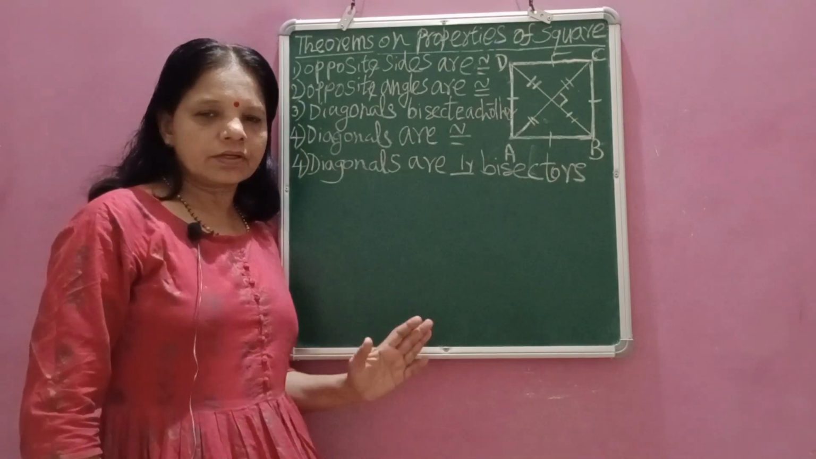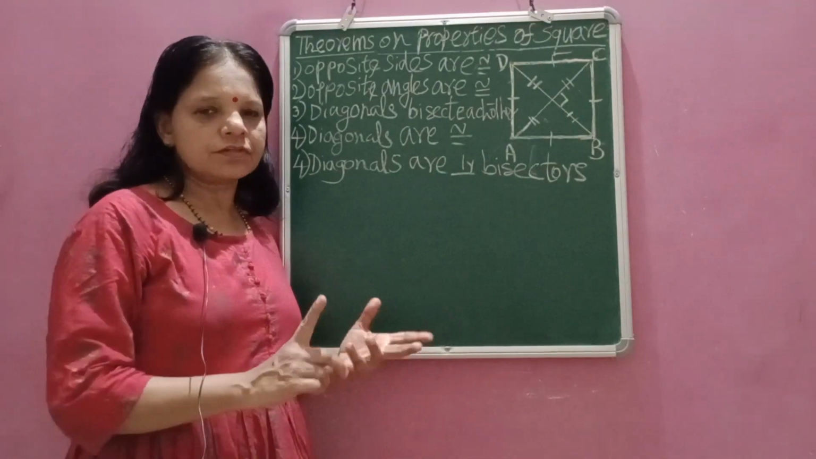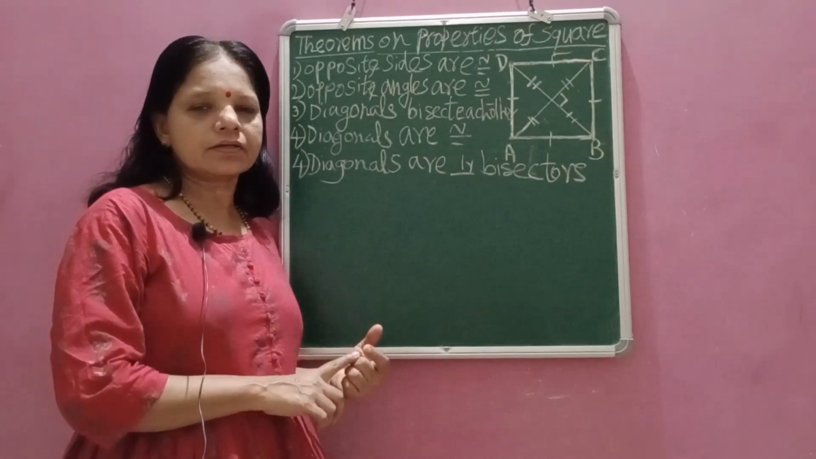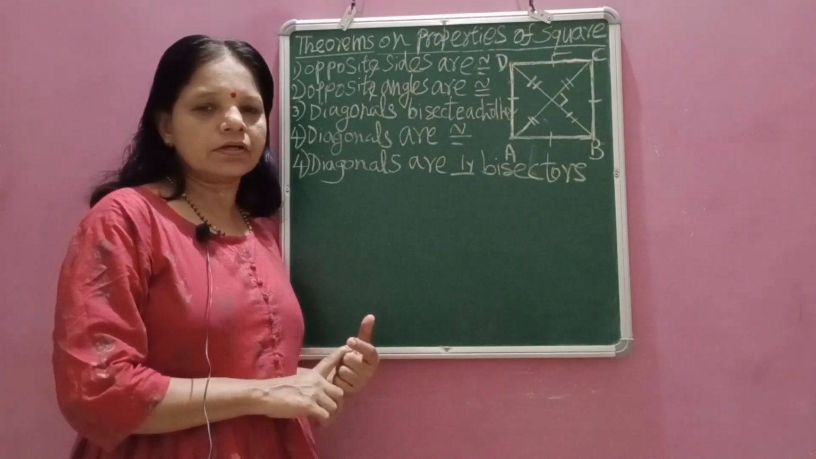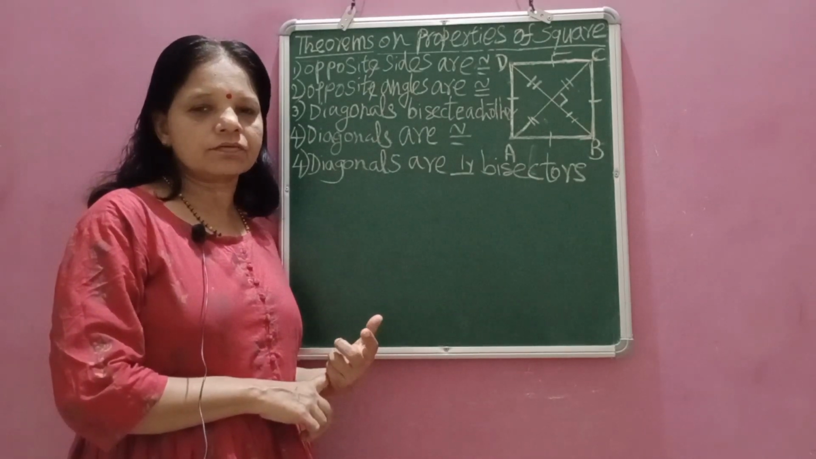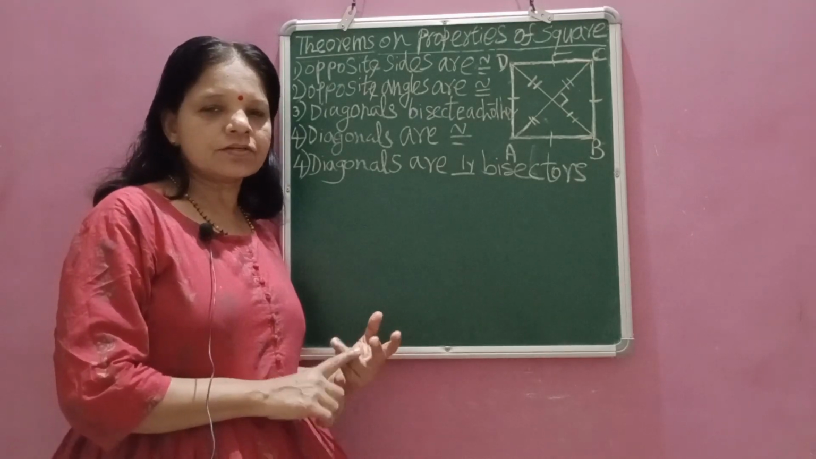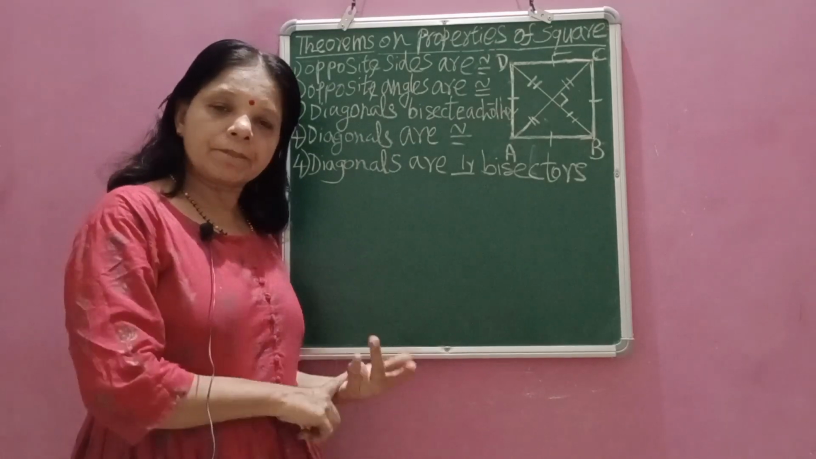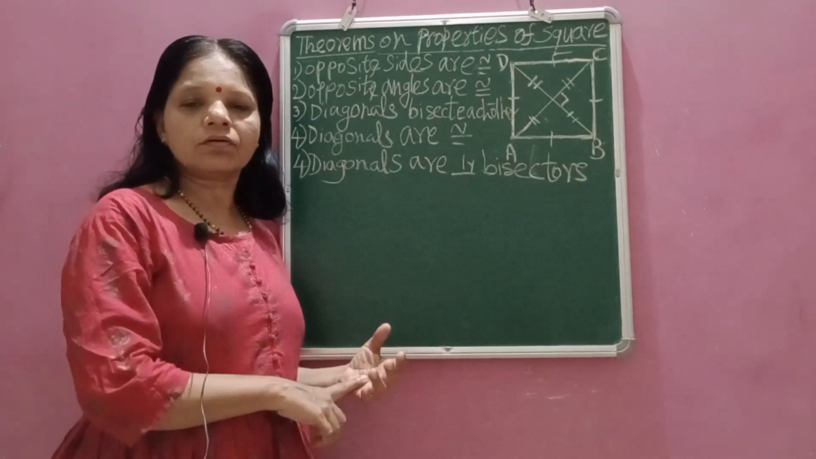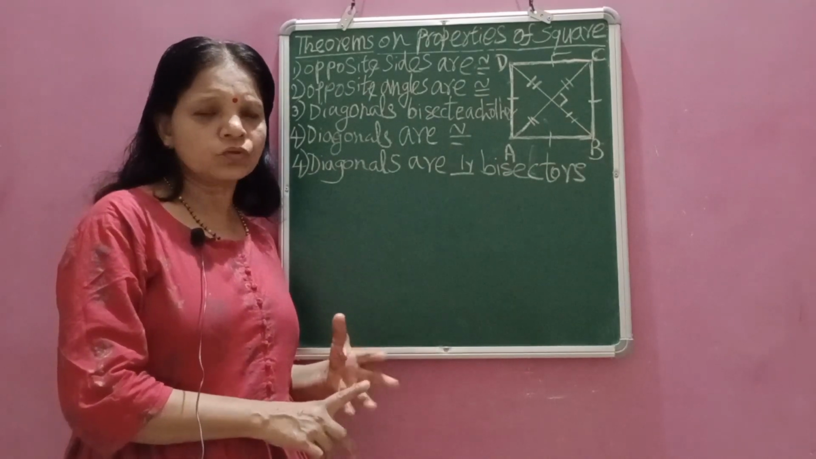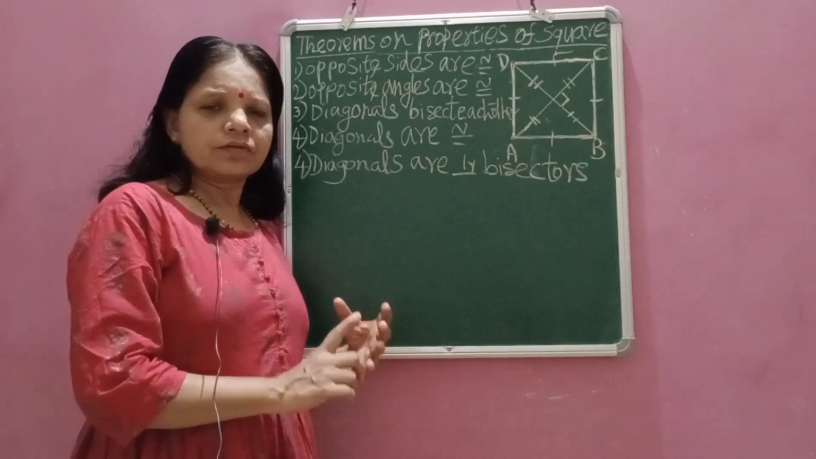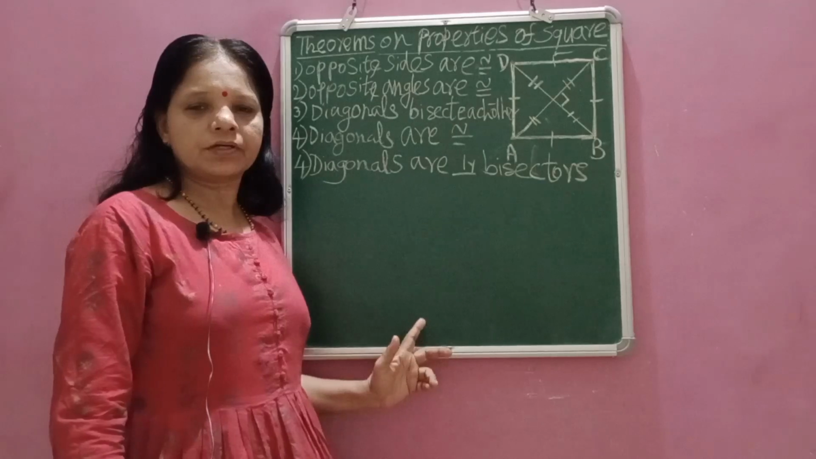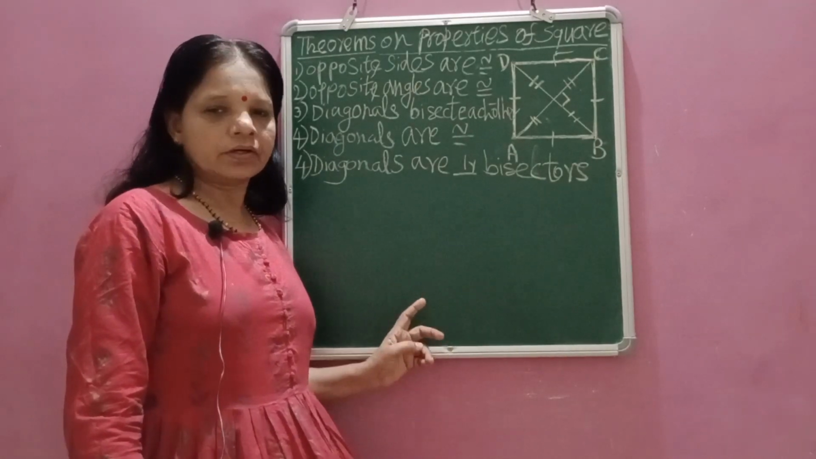Understood? The theorems in the square are what? Opposite sides are congruent, opposite angles are congruent, diagonals bisect each other, diagonals are congruent, diagonals are perpendicular bisectors of each other. And which converse is true? If the diagonals are congruent and perpendicular bisectors of each other, then the quadrilateral is a square. So there is no separate theorem for proving, because similarly we proved all these properties in the other cases of quadrilaterals.